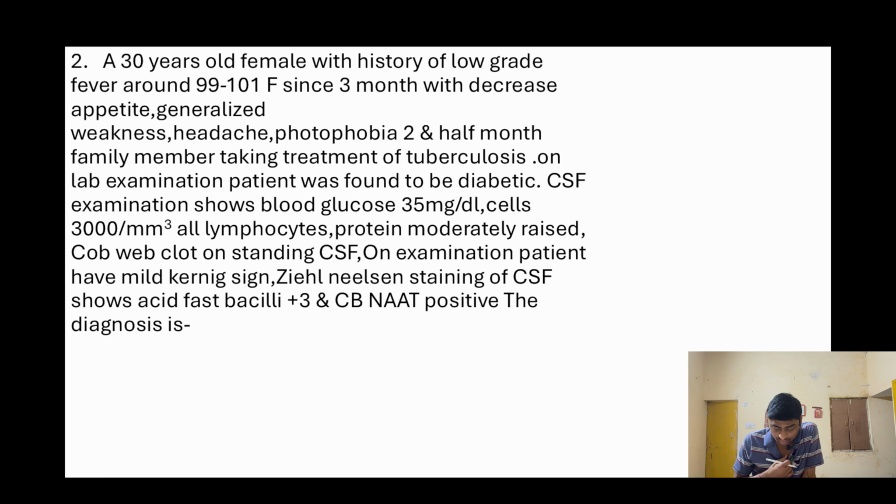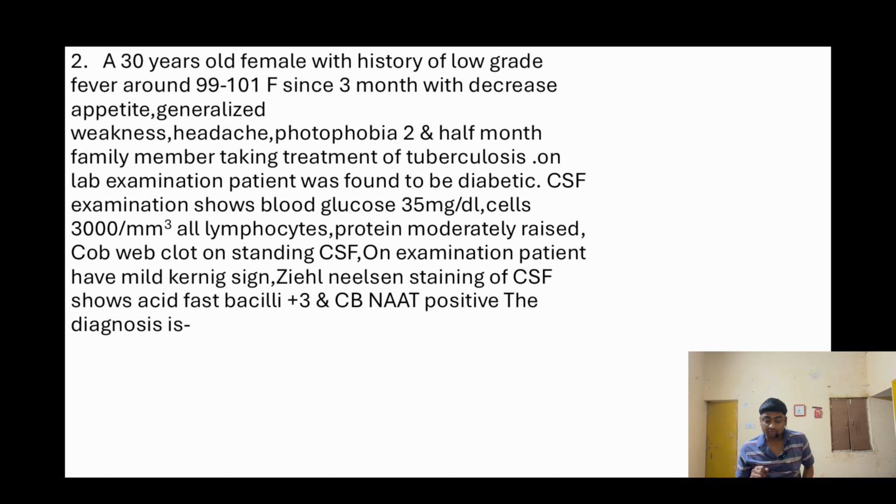Now come to the second question. A 30-year-old female with a history of low-grade fever around 99 to 101 degrees Fahrenheit since 3 months, with decreased appetite, generalized weakness, headache, and photophobia for 2.5 months. A family member is taking treatment for tuberculosis. On lab examination, the patient was found to be diabetic.